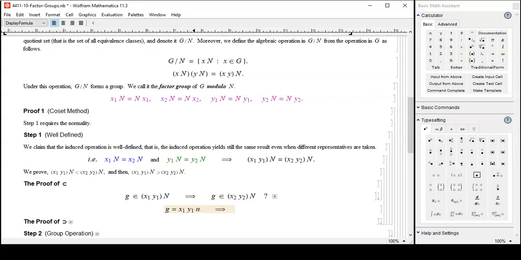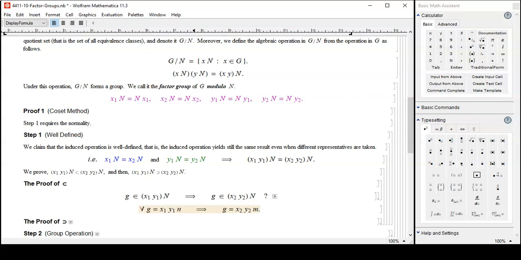Then the same g can be written as x2 y2 times some element here, but n is already taken, so something like this. That's basically what we are trying to do.